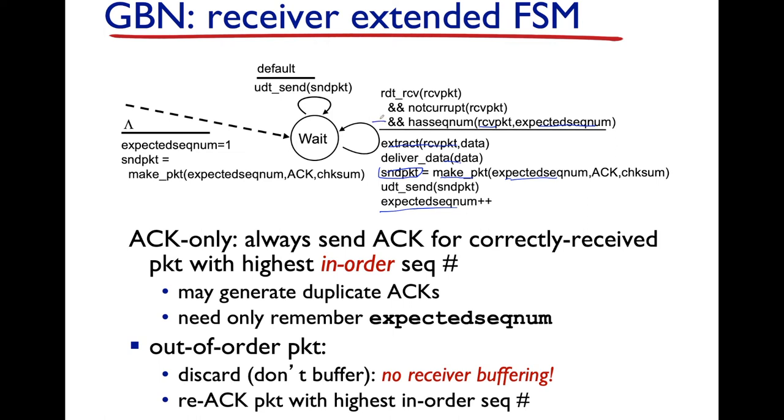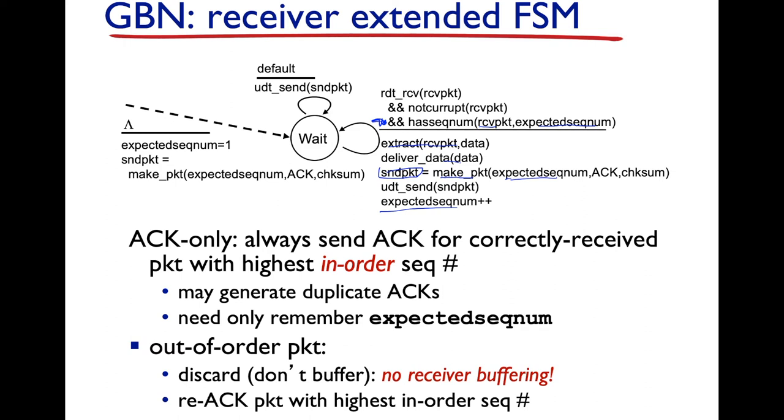And so you'll notice if you don't get what you're expecting here, this condition fails, and your default behavior is to resend that ACK for what you expected. And so it's ACK only. You always send an ACK for the correctly received packet that had the highest in-order sequence number. So that means there are no gaps here. And this default behavior also means that you can send duplicate ACKs. You send duplicate ACKs if you get some message or packet that does not have the sequence number that you're expecting in order.